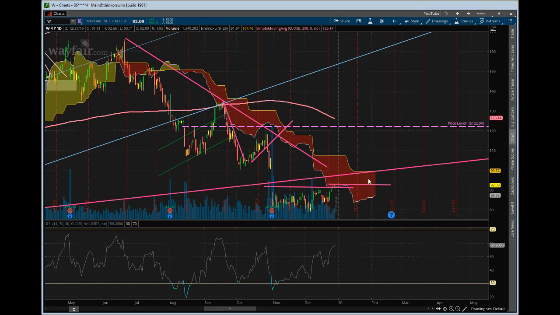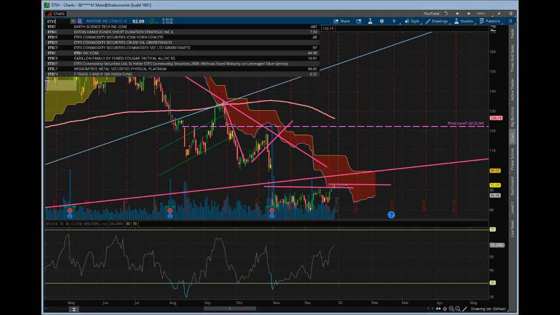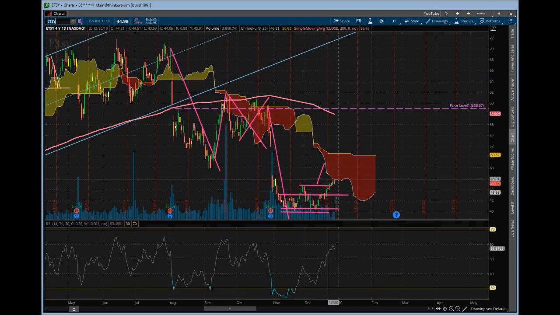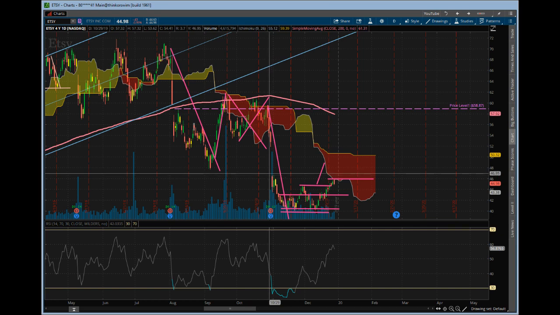And Etsy. Rejected by the cloud, but if we can get over the cloud, there are some resistance levels right there, and then you've got your gap resistance right here, and then it can hopefully start working its way up, trying to get out of the cloud up there.